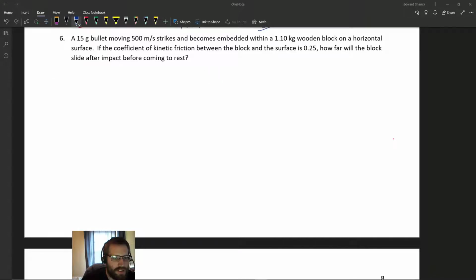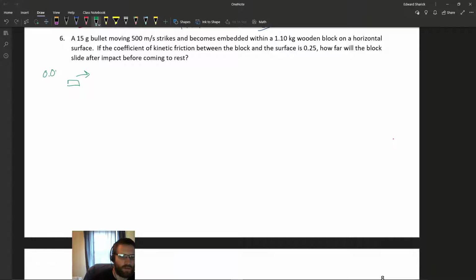All right, so in example 6, it says a 15 gram bullet moving 500 meters per second strikes and becomes embedded within a 1.10 kilogram wooden block on a horizontal surface. If the coefficient of kinetic friction between the block and the surface is 0.25, how far will the block slide after the impact before coming to rest? So here we're just, again, going back to kind of stuff we've talked about before, connecting all the concepts that you should have learned this year. Or at least over the past few months when we've talked about energy and forces and friction and all that good stuff.